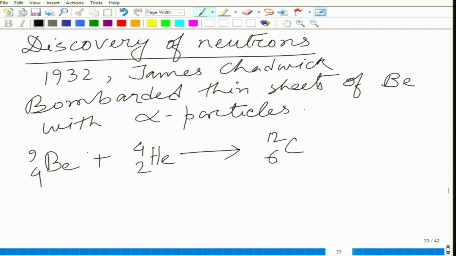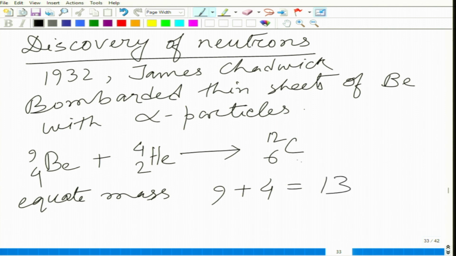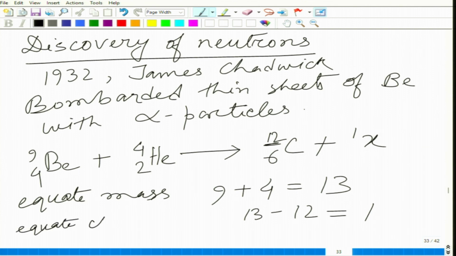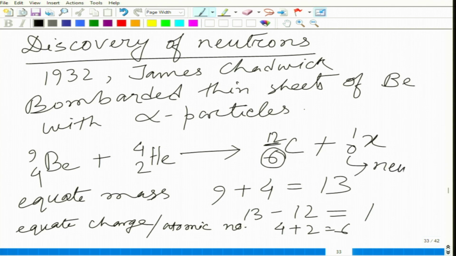Now if we equate the mass, 9 plus 4 equals to 13, right? But here carbon has a mass of 12. So what is left? 1 is left. So there must be some particle, X for example, whose mass is 1. And if we equate the charge or atomic number, what we see, 4 plus 2 equal to 6, and carbon has an atomic number of 6. So the other particle that was emitted has to have a charge of 0. Charge of 0 means it is neutral.